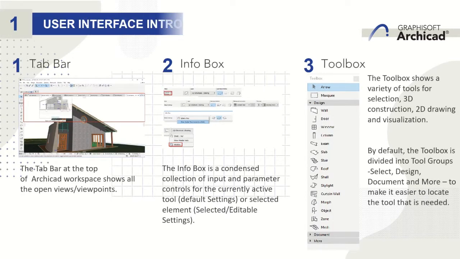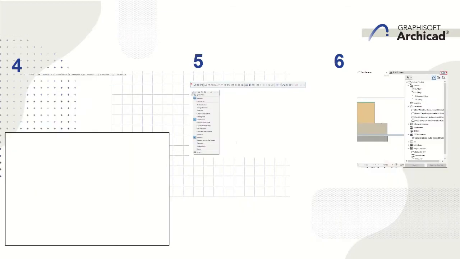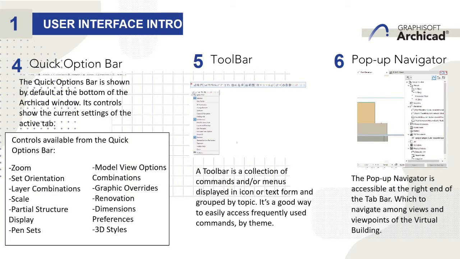The first one is the tab bar, which is located at the top of the ArchiCAD workspace and shows all the open views or viewpoints. Second is the info box, which is a collection of input and parameter controls for the currently active tool or selected element. Third is the toolbox, which shows a variety of tools for selection, 3D construction, 2D drawing, and visualization. Number 4 is the quick options bar.